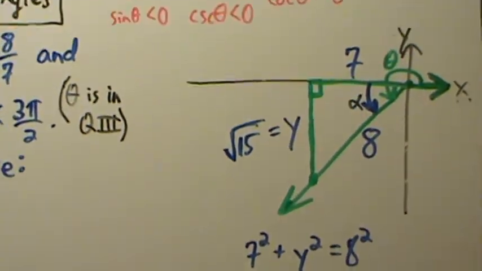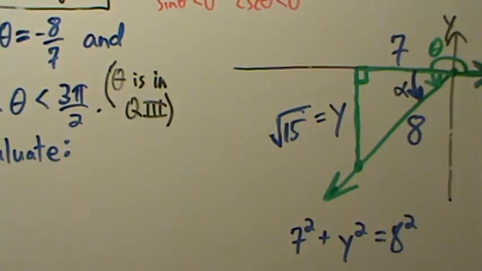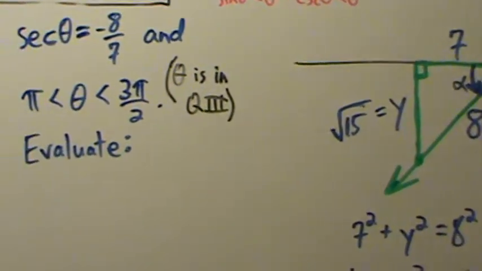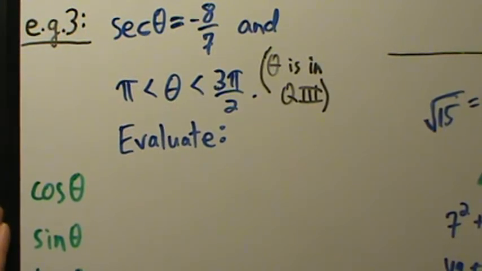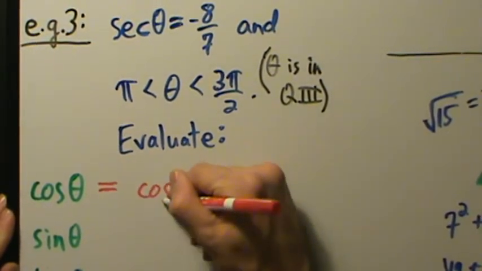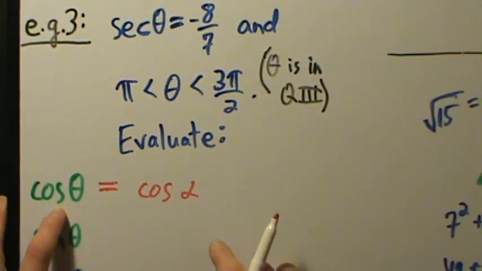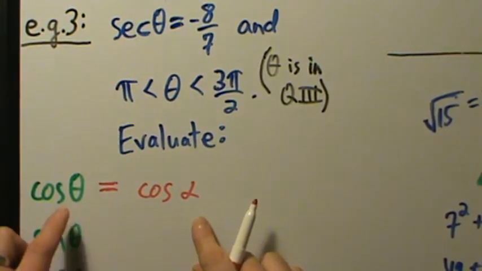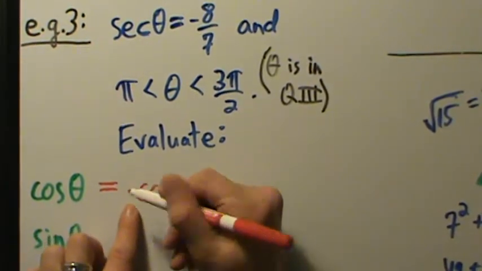Okay, now we're ready to go, right? We're ready to get these trig functions here. So now we come over here, and we have to remember reference angles again. So remember how angles and reference angles work. The values of the trig functions are the same, so cosine of theta equals cosine of alpha, because alpha is the reference angle for theta, except we might have a minus sign in front here.